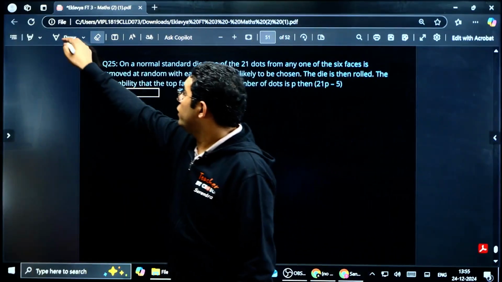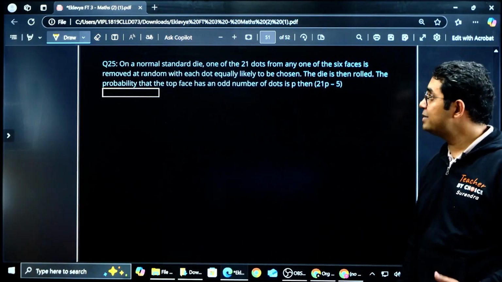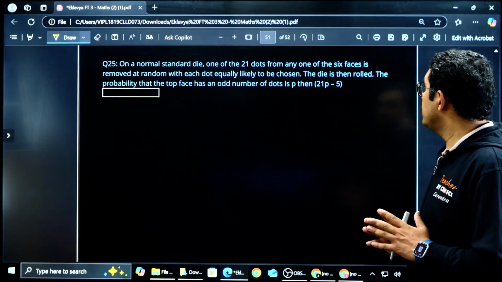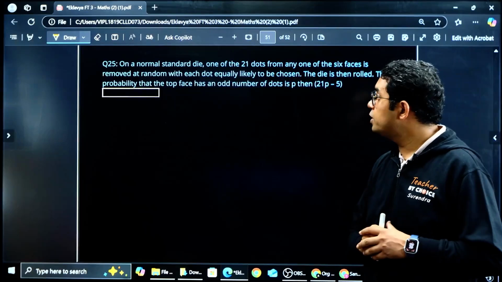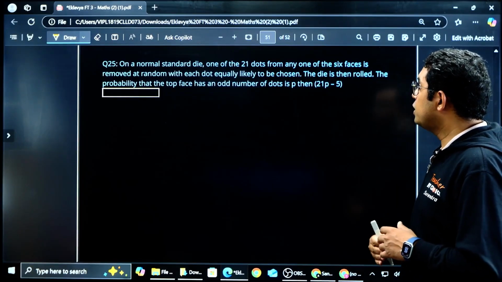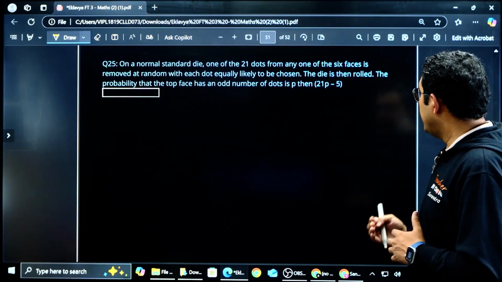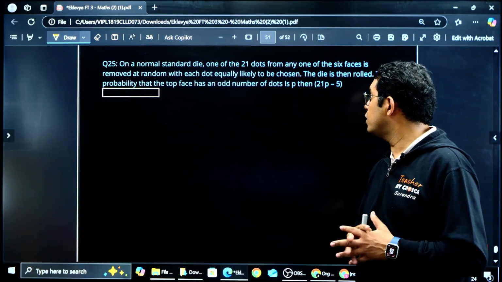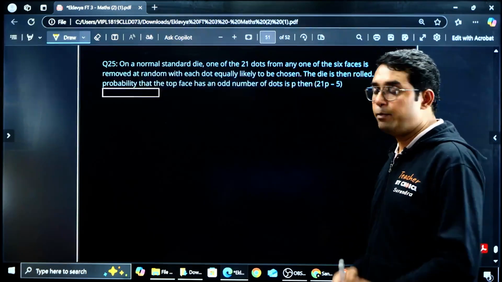Now this is the last question of the paper. On a normal standard dice, one of the 21 dots from any one of the 6 faces is removed at random, with each dot equally likely to be chosen. The die is then rolled. The probability that the top face has an odd number of dots is p. Then we have to find 21p minus 5.